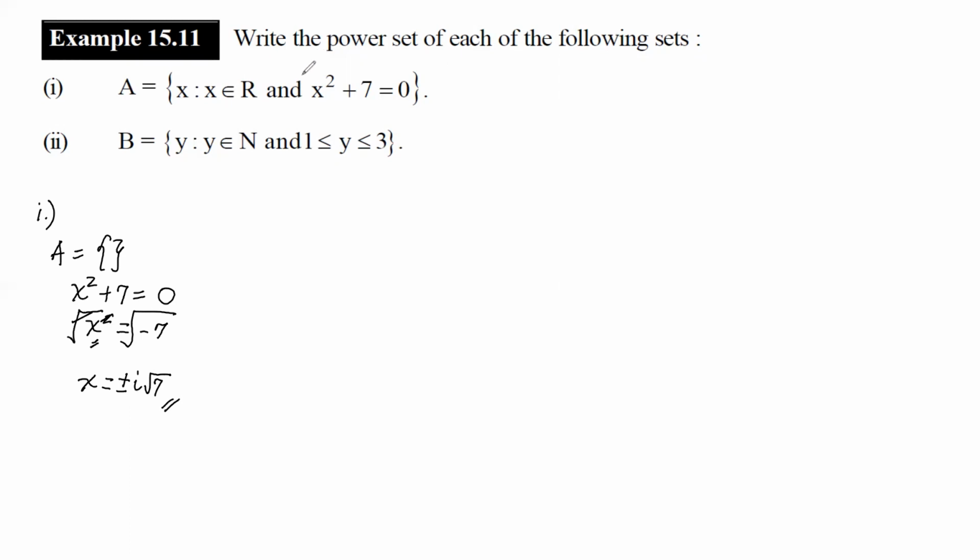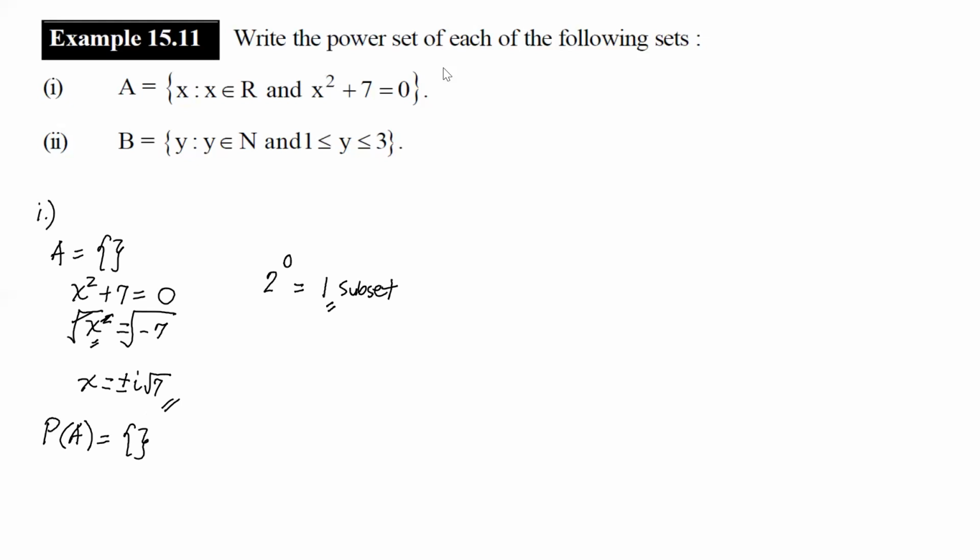And then write the power set of each of the following. So when we get the power set of A, it's just the null set, because we don't have any element. So we will have 2 raised to 0, which is 1. Any number raised to 0 is 1. So we only have one subset, which is the null set.